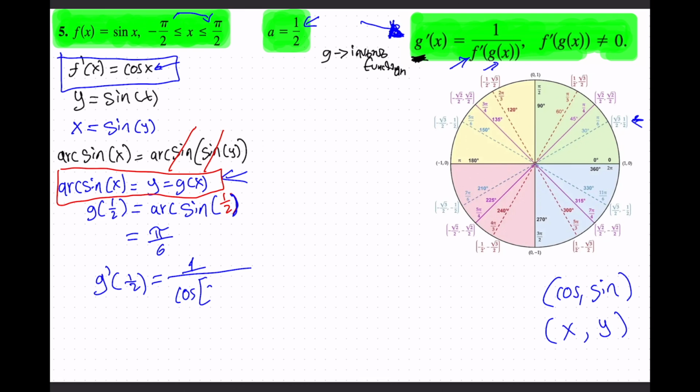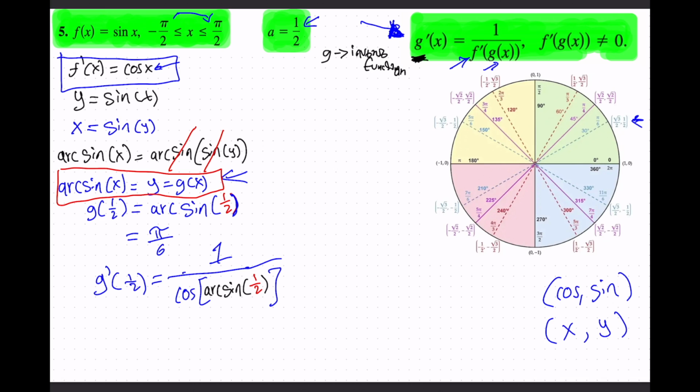So that will be arc sine of, once again, 1/2. Okay, so we're almost done. So this is what we have so far. This is our setup now. We're ready to finish this problem.